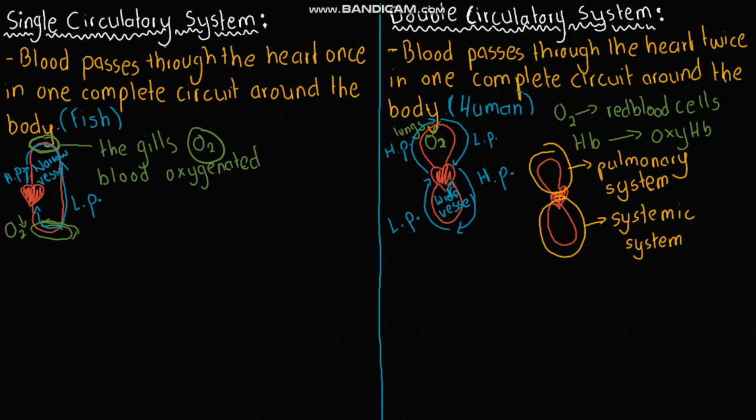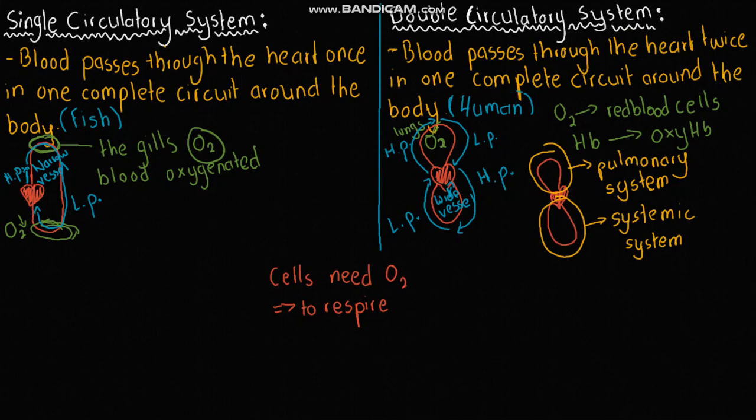Now we get to the main point, which is the advantage. Which one is better for an organism to have? If you compare, the main reason is that it would be the double circulatory system. Why? As you guys know, cells need oxygen. Why? In order to respire. That's one of the main reasons why they need oxygen.